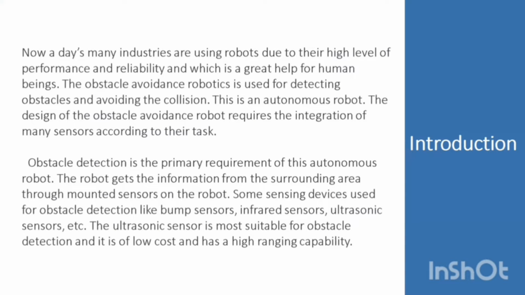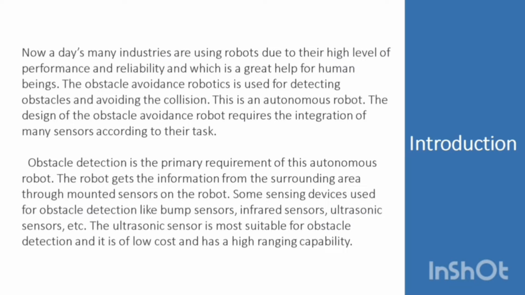Introduction to the idea. Nowadays, many industries are using robots due to their high level of performance and reliability, and the obstacle avoiding car is used for detecting obstacles and avoiding collisions. This will help reduce the accidents caused by cars, and it is one of the hot topics among researchers and makers of autonomous cars. Obstacle detection is the primary requirement of this autonomous robot.